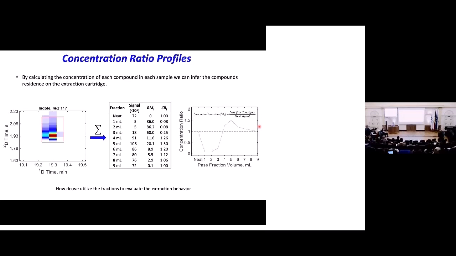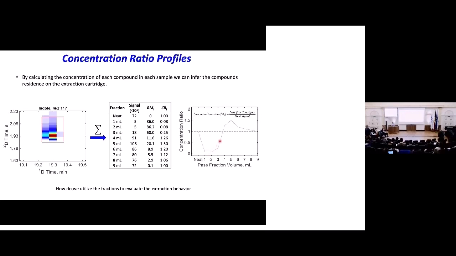So what this is telling us, right, is that indole starts at some amount, and then in the first mL of the pass fraction, it is pretty much 0. So there's not much signal for indole in the first pass fraction. It's been extracted and is residing on the cartridge. And that's the same throughout the next couple mL of the pass fraction.